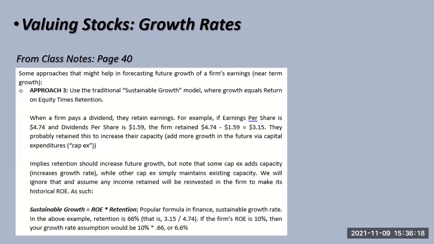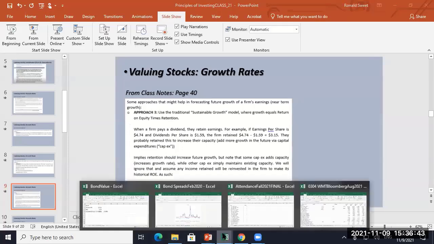The only adjustment I'm going to say here is don't use return on equity. Use normalized return on equity. What does that mean? You look at the return on equity the last few years, and if you see that the current one is really unusual, maybe it's really low because of COVID, or maybe it's really high because of COVID, you try to find what's their normal ROE. Okay. The retention, I'll show you where you can get those numbers, but let's just look back at Walmart.